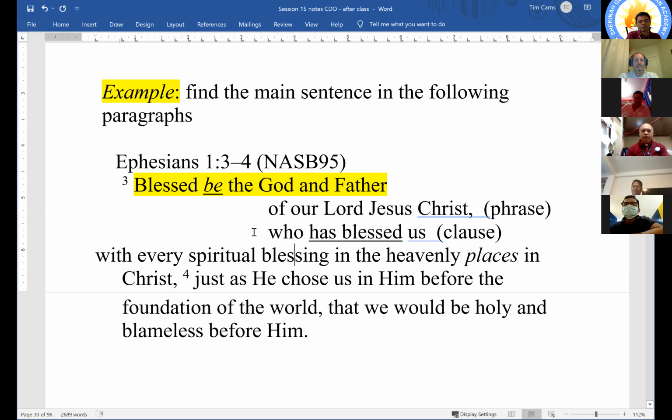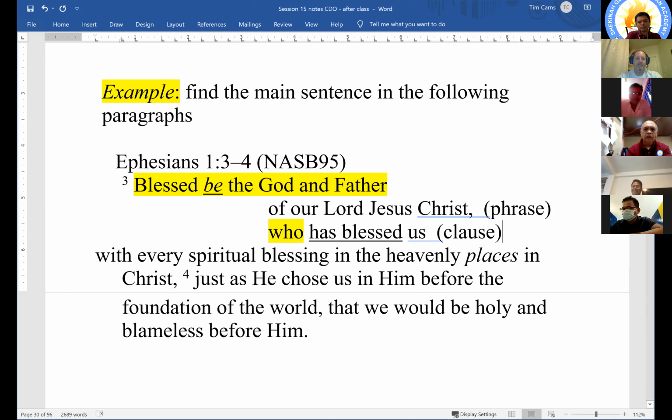Do we have a subject? We don't have. Who is the subject, right? "Has blessed" is the verb, the action. Who is the subject of that action? And then notice we also have an object.